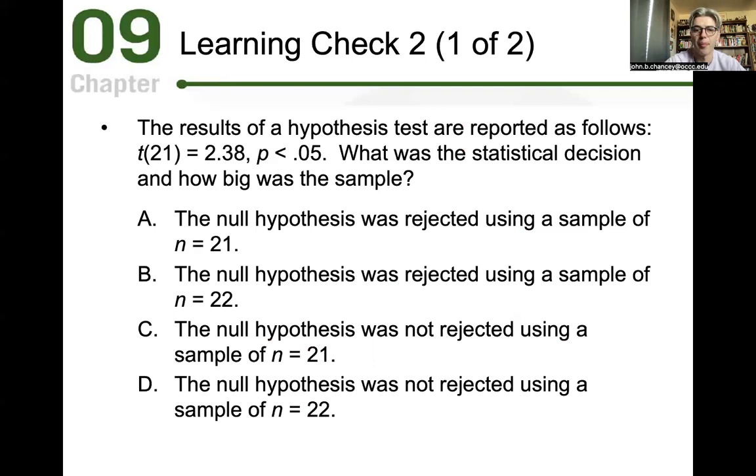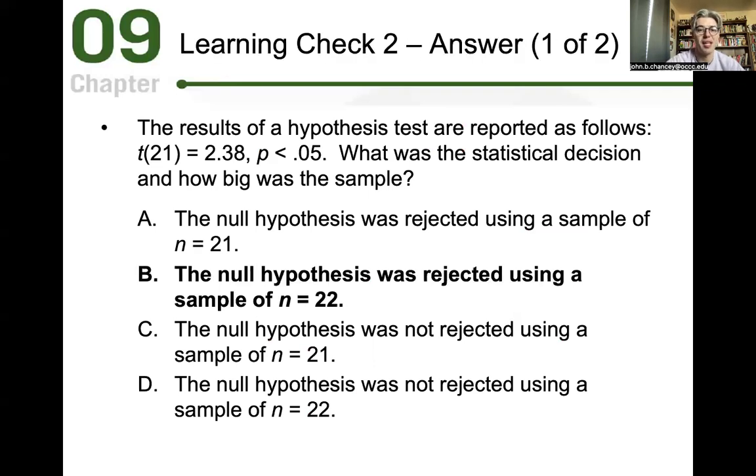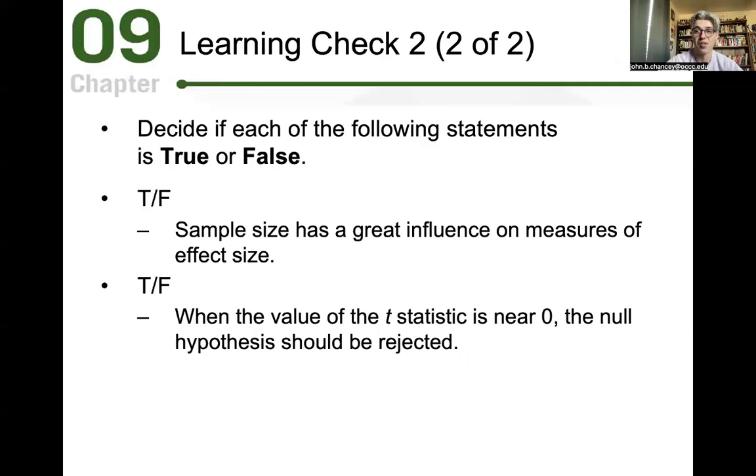Okay, the correct answer in this case is B. We are going to reject the null hypothesis. Our p-value is less than 0.05, so we know that. And we know our N is going to equal 22 because when we talk about degrees of freedom, it's N minus 1. So if you see 21 here, our sample size was just one size larger.